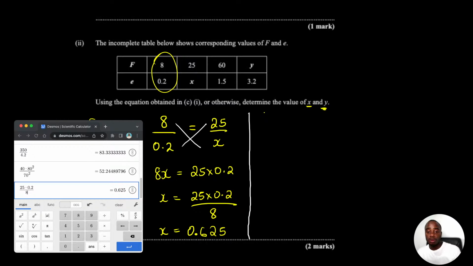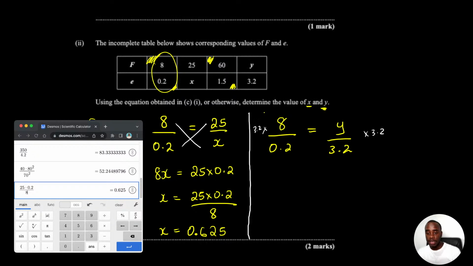So now we want when F is y and E is 3.2. So what does that mean? We can use back the same relationship. If you want to use 60 and 1.5, you're going to get back the same thing. But let's use 8 and 0.2. So 8 to 0.2 would be equal to y to 3.2. So what can I do to get y by itself? I can multiply both sides by 3.2, right?